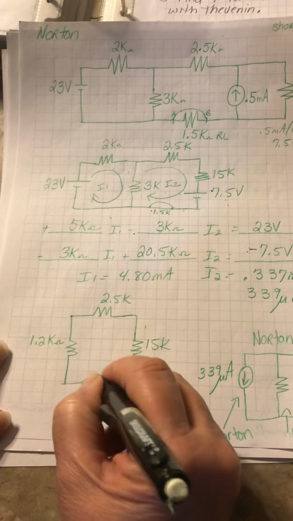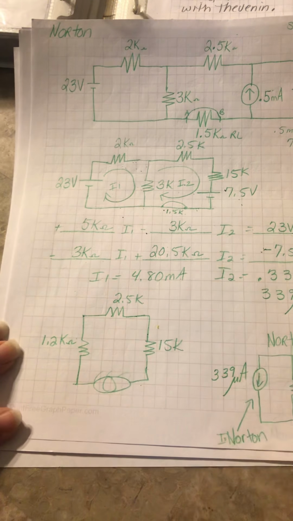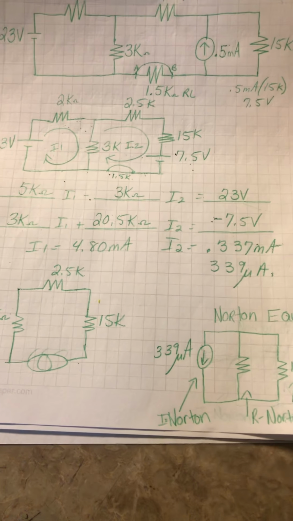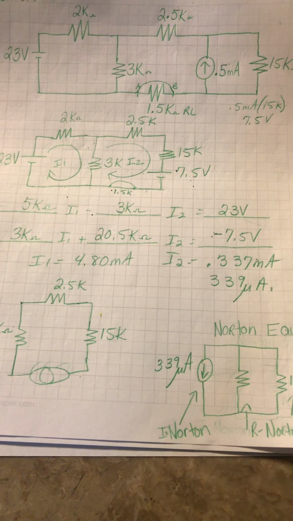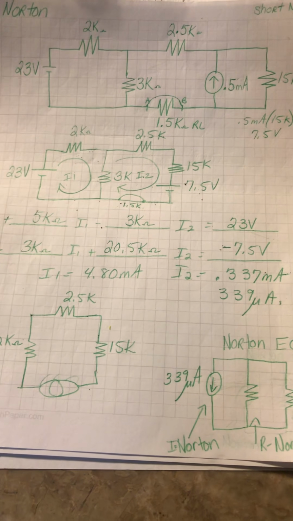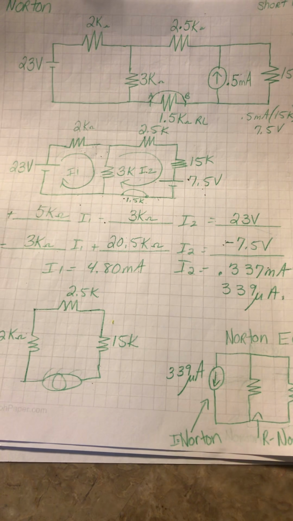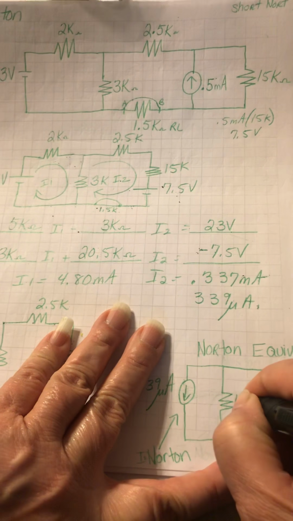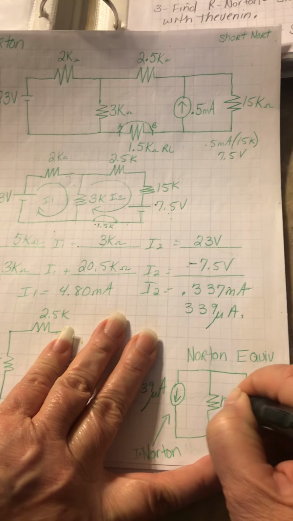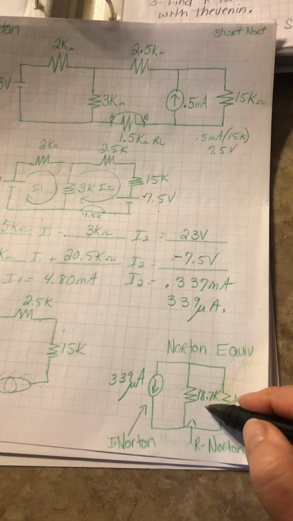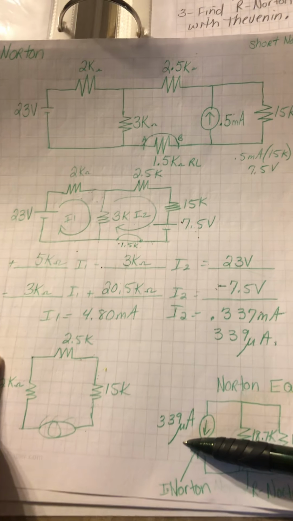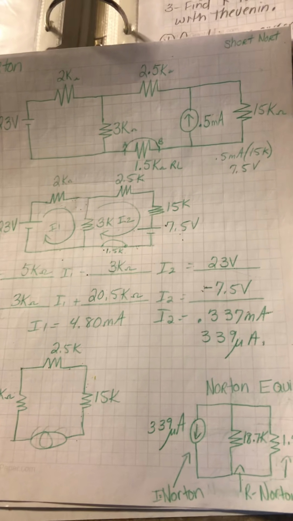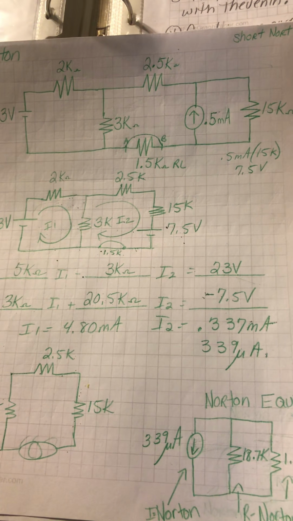And then this is your look back method, right? So what you see is just a regular series circuit. So you have 15K plus 1.2K plus 2.5K ohms, and you have a total of 18.7K ohms. So that's your Norton equivalent, 18.7K. So that's R Norton. This is your I Norton, and then you put back the load. We'll talk about how to get the voltage for this in the next circuit. Okay, bye.